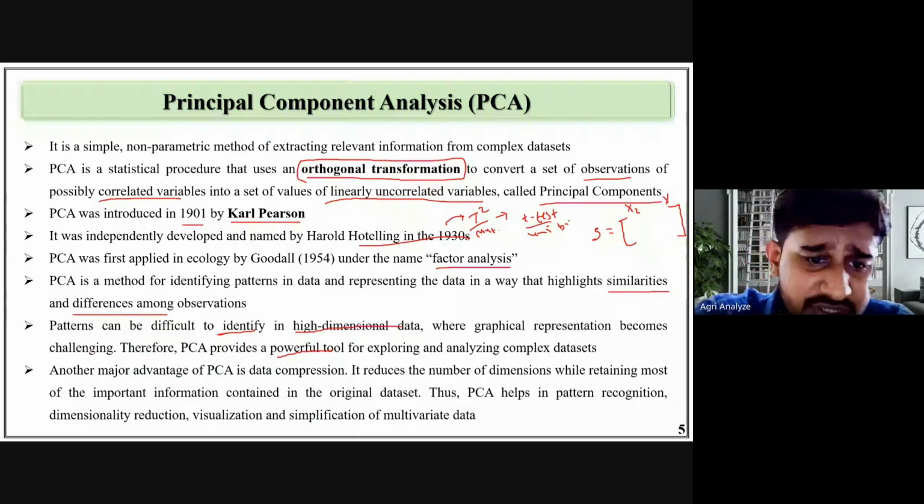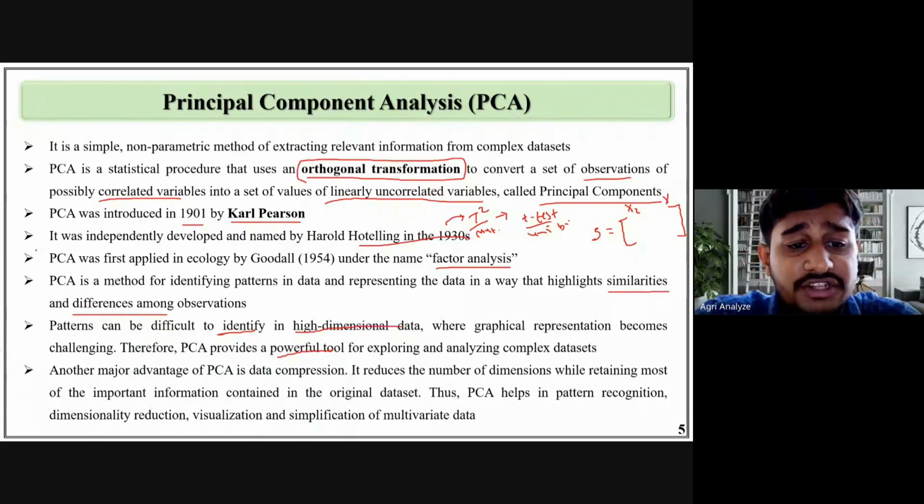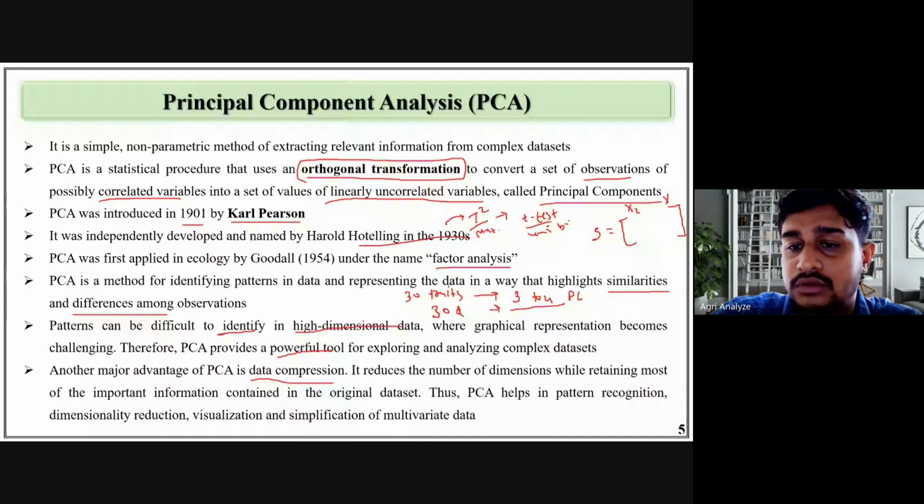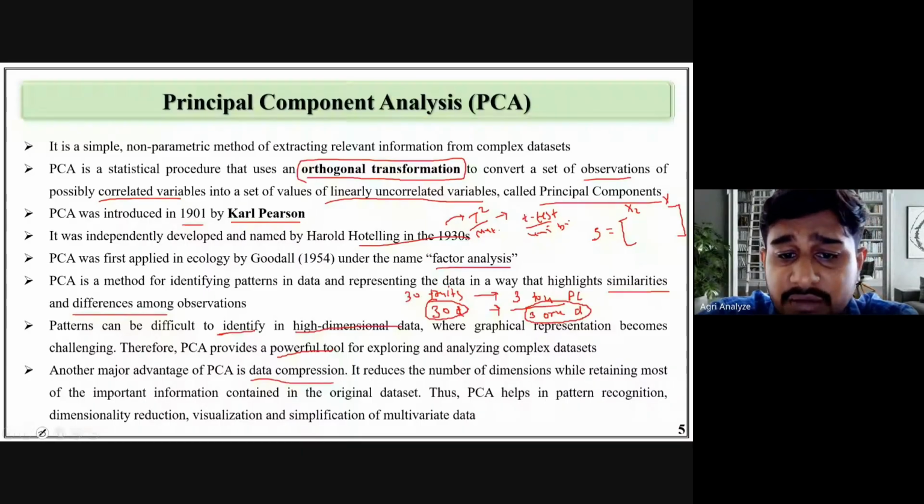How? We see in the next slide another major advantage of PCA, which is data compression. Why data compression? If we have 30 characters, 30 traits in our data, PCA transforms them into 3 to 4 PCs. It means 30D to only 3 or 4D. 30D is very difficult to visualize compared to 3 or 4D data. So that's why PCA is a data compression technique.